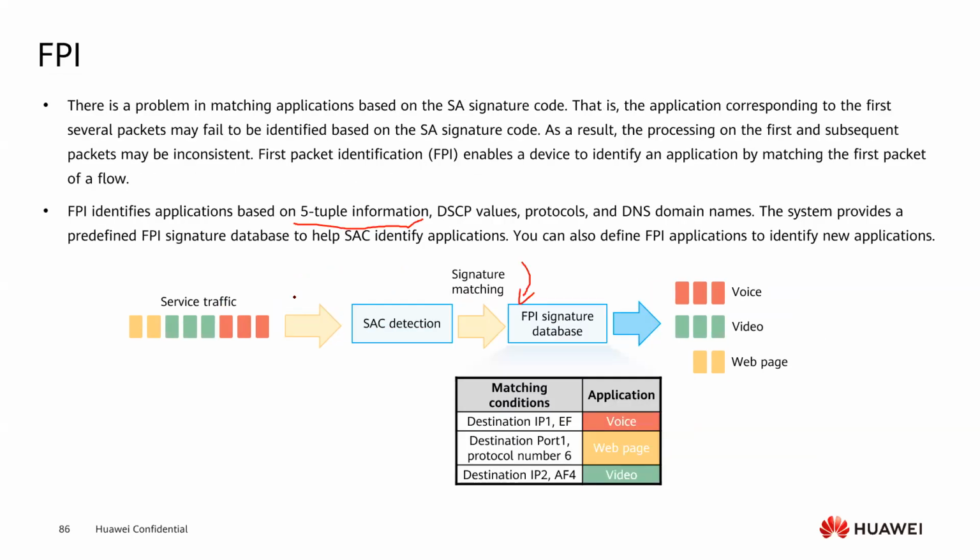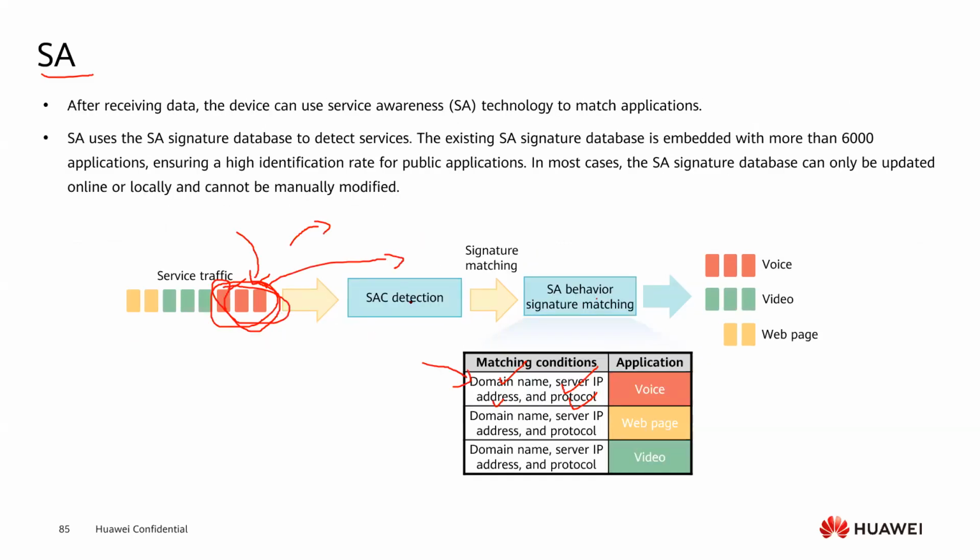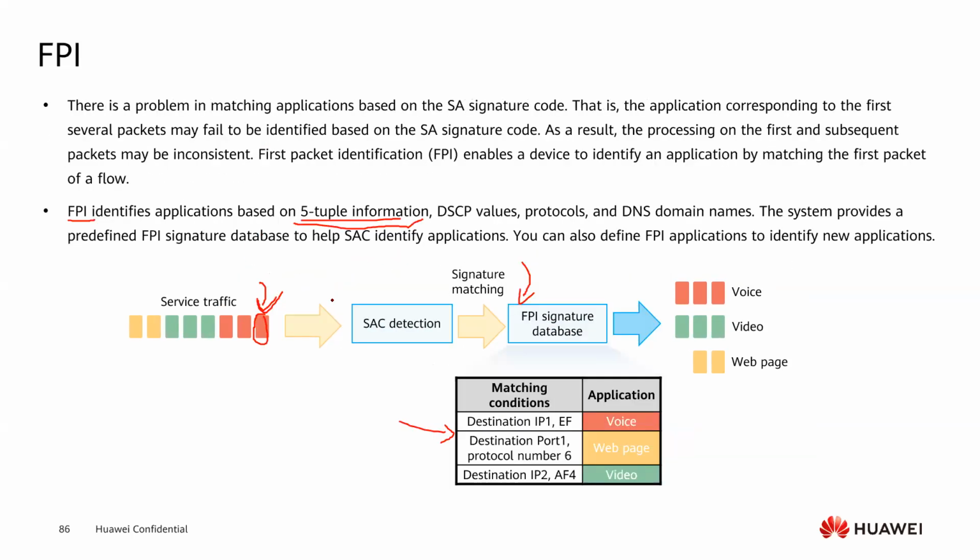The FPI is based on the first packet, based on the 5-tuple. So with the first packet, it can already detect what this traffic is, which kind of application this traffic belongs to. But with FPI, you need to write it by yourself. It's not predefined. The SA database is predefined, but FPI is not.